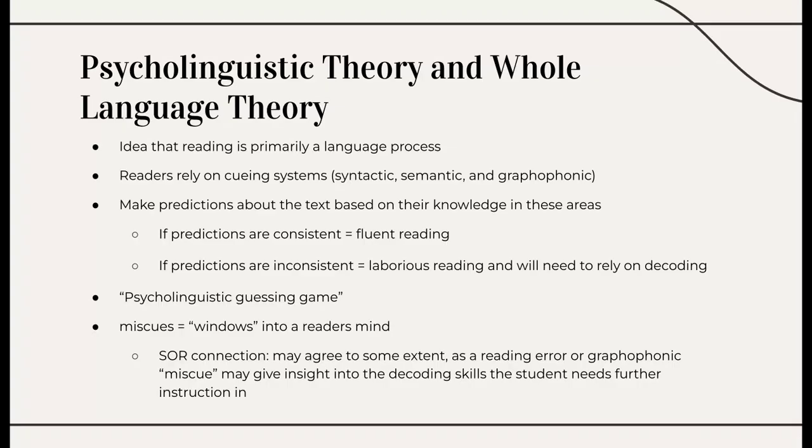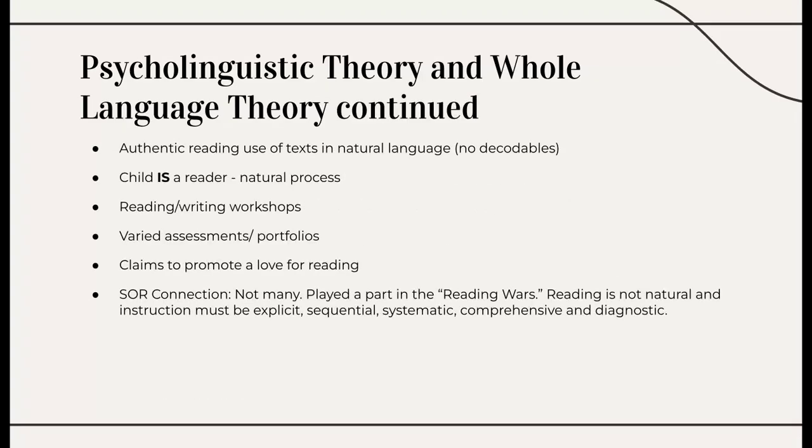and the text. Something I didn't realize is that Goodman actually coined the term miscue, and he perceived miscues as windows into the reader's mind. I do feel this can have a connection to the science of reading, maybe not based on the exact definition that Goodman came up with. But if a student is reading a text and having a reading error or a graphophonic miscue, that can give us insight to the decoding skills a student may need further instruction in, or, if they're replacing words based on information they already know, it could be telling about their background knowledge.